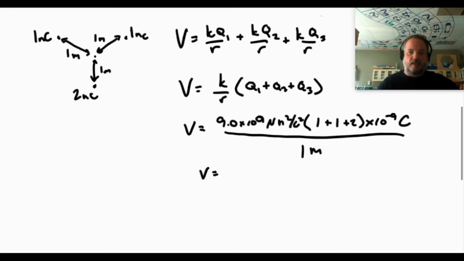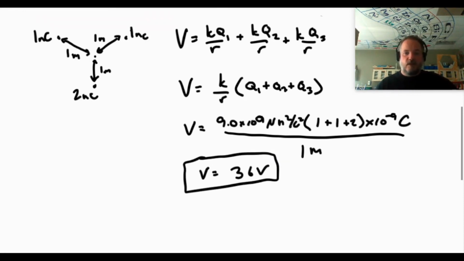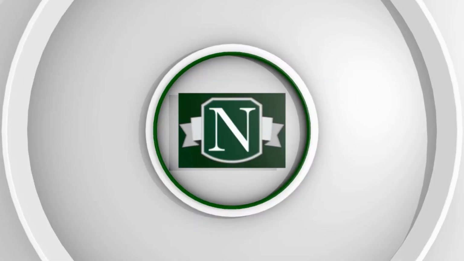We get 9 times 4 is 36 volts. Done. That is as easy as this is. If the 2 nanocoulomb were negative, then this would become negative right here, and this whole thing would become 0, and the answer at this spot here would be 0 volts. It's that simple. They're just scalars. You calculate them and add them up.